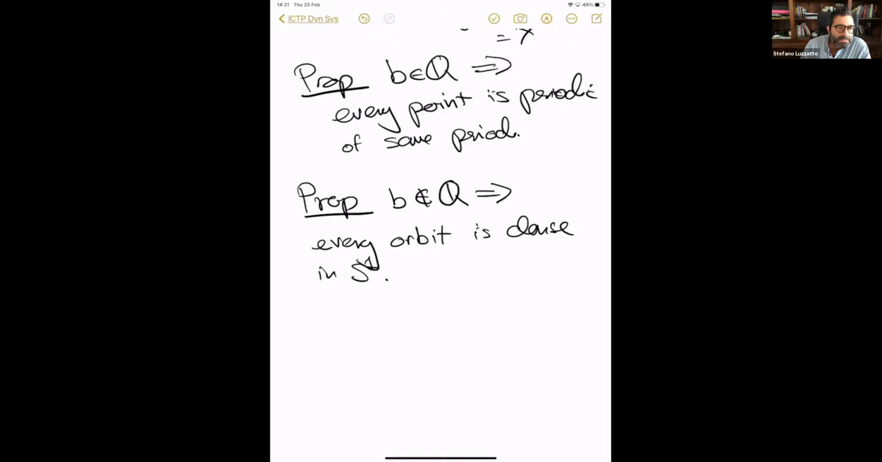So what does dense mean? Do you remember from topology what that means? We can't hear you, Junaid. I think you're muted, maybe. The closure of the orbit is S1. Exactly. The closure of the orbit, right?